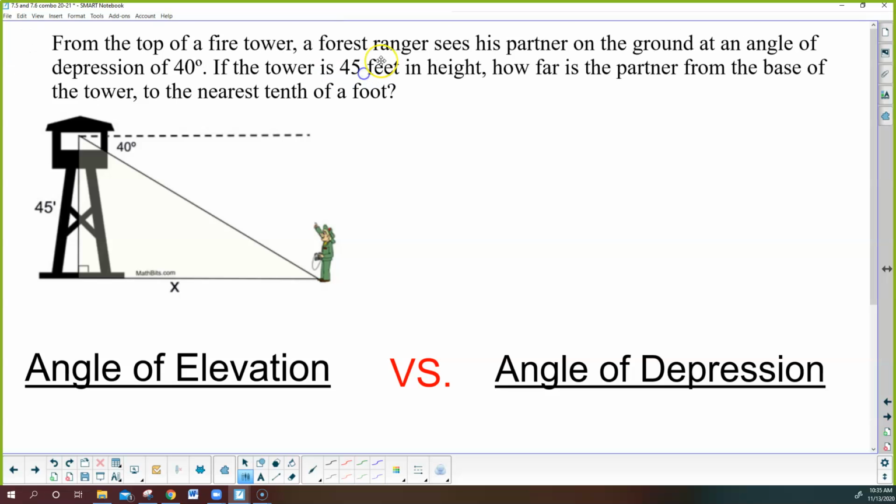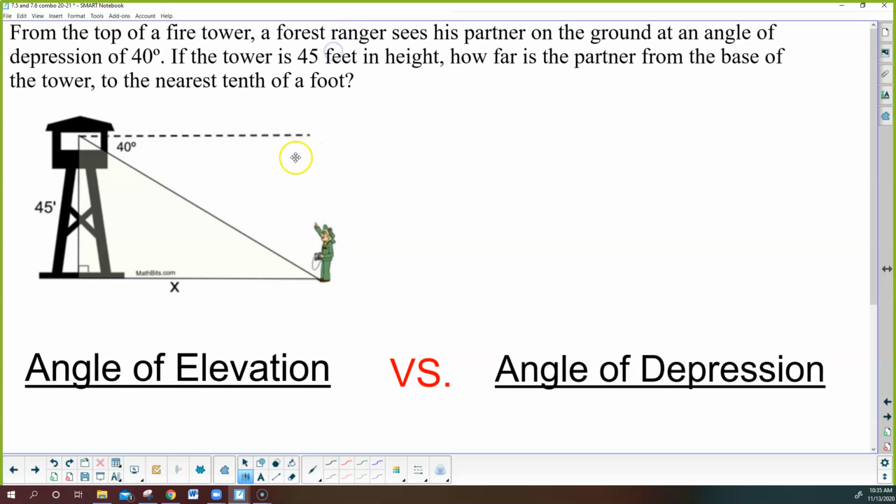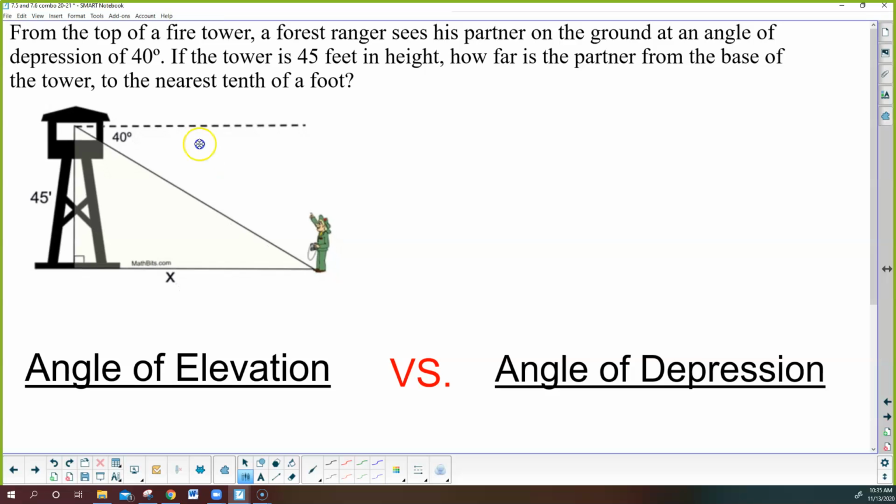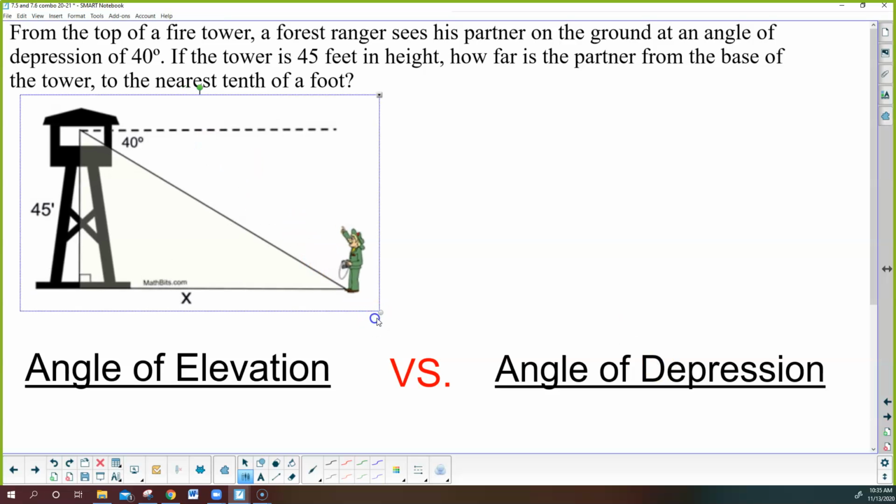You don't have to write this whole sentence, okay? And actually, maybe you don't even want to draw this picture. But we're going to explain what we mean by angle of elevation versus angle of depression. Because those are two pieces where it's like, how do we get a right triangle from all this information and then use SOH CAH TOA? So from the top of a fire tower, a forest ranger sees his partner on the ground at an angle of depression of 40 degrees.